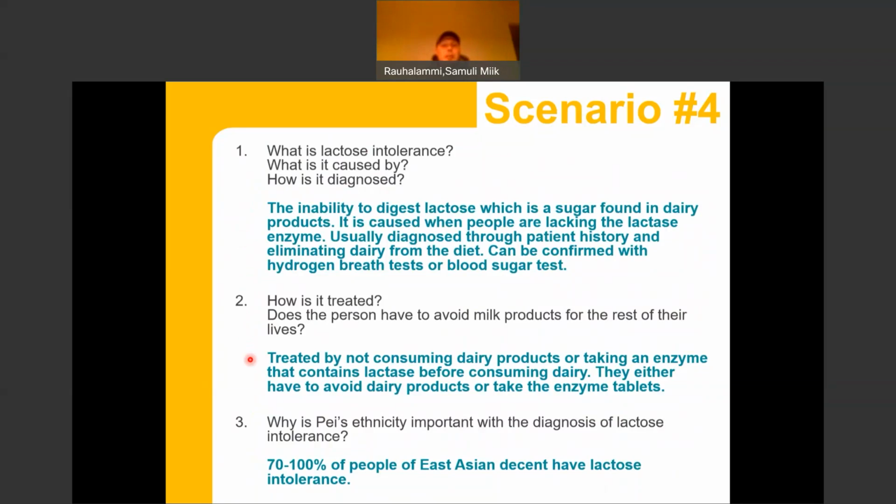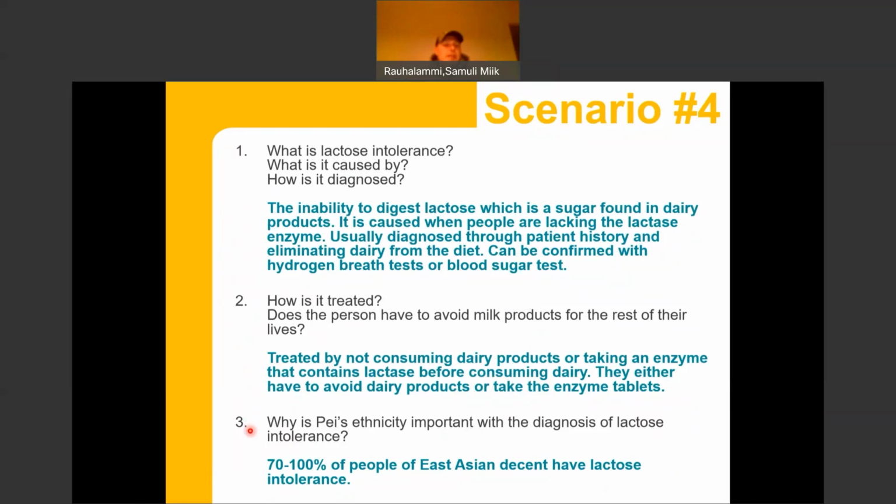How do you treat someone like that? Well, we've got basically two options. Either you just stop consuming the dairy products, and that might be a solution. If you still want to consume dairy products, the other option is that you take an enzyme that contains lactase before you consume dairy, so you do end up having that enzyme to break down those sugars.